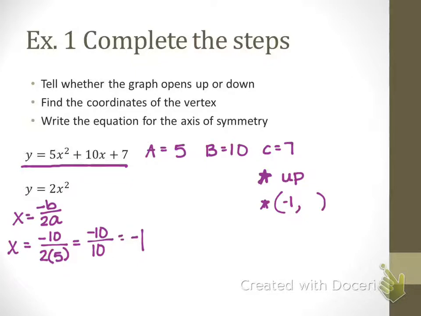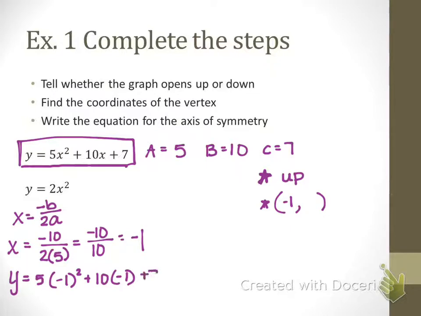So let's plug that back into our original equation. The original equation is right here. I know what x is, so all I'm doing is plugging that back in to find y. So I have y is equal to 5 times negative 1 squared plus 10 times negative 1 plus 7.